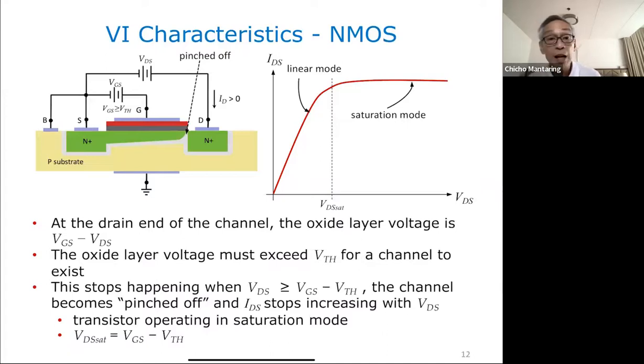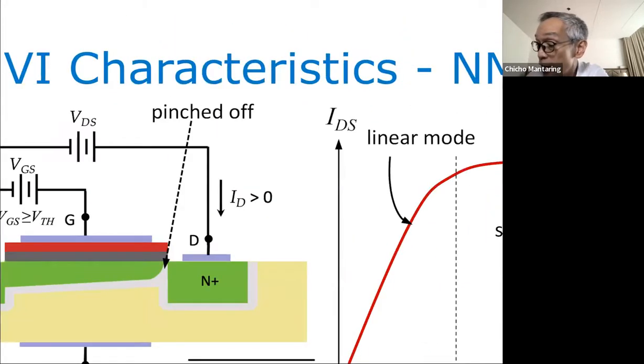What happens when the channel becomes pinched off? Well, first of all, I sub D will not be equal to 0. It will not be equal to 0. This is where a lot of students get confused. You have a depletion region here. And in a depletion region, there are no charge carriers. And students have this idea that as long as it is a depletion region, then current cannot flow.